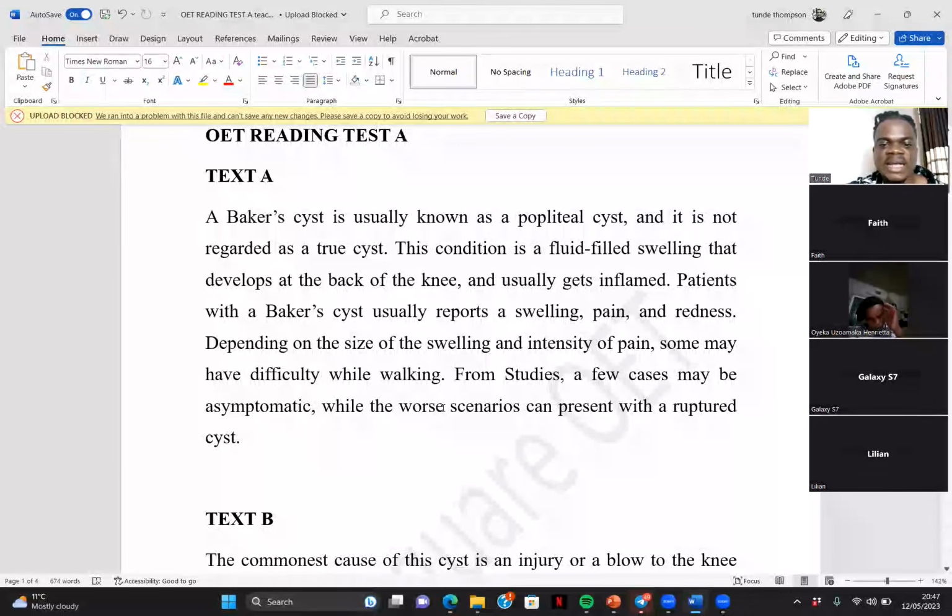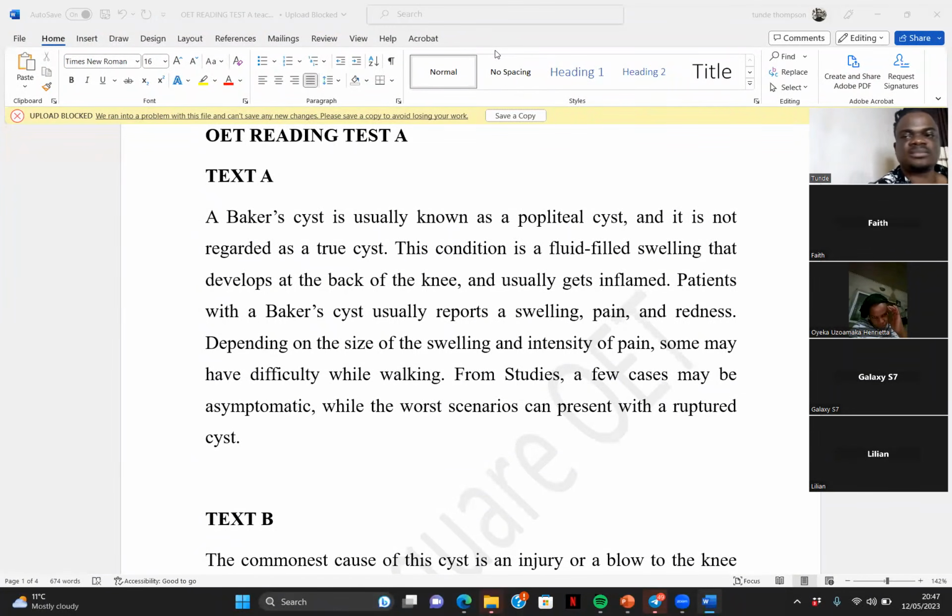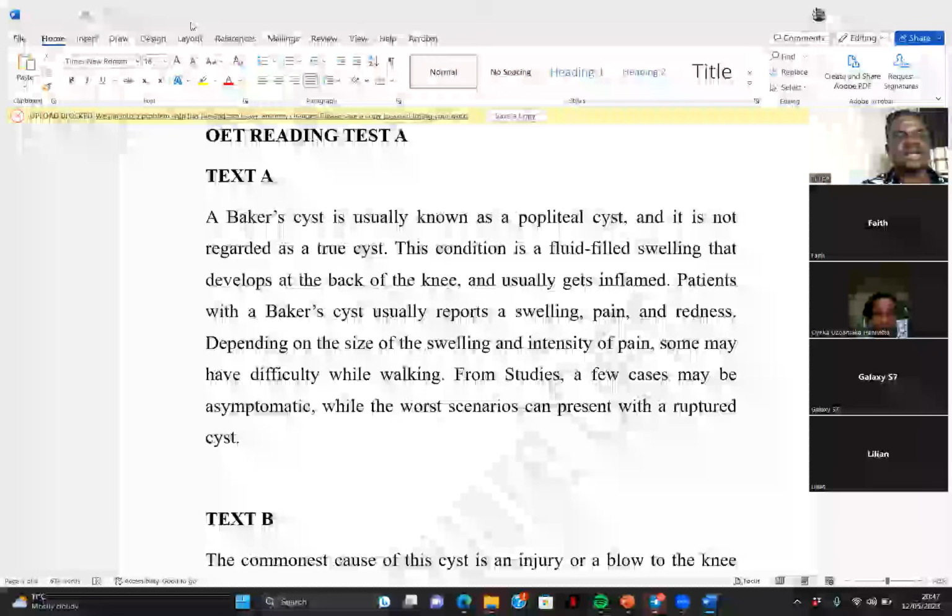present with a ruptured cyst. Can present with a ruptured cyst. So what will now be the answer? What do you think will be the answer? I'm waiting for your answers.